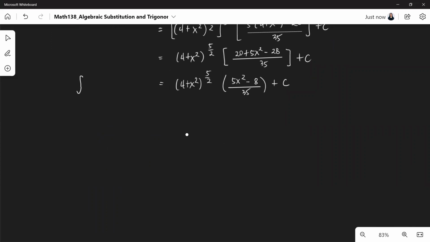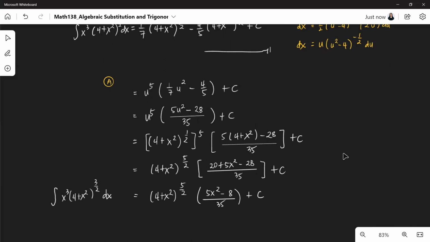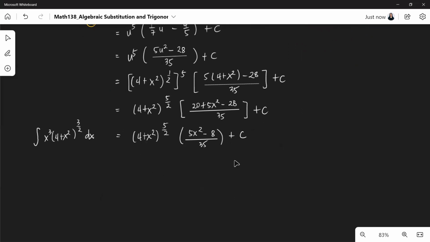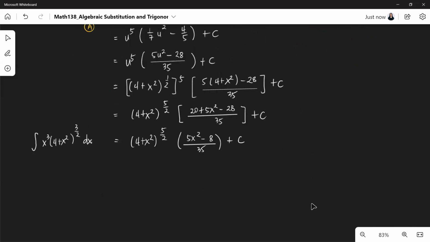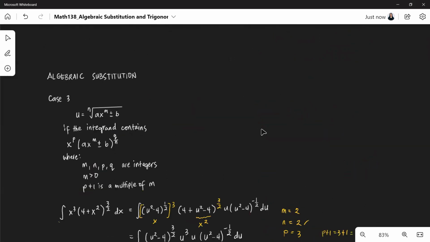So if you are using trigonometric functions for the integrals and you compare your answers and they are not the same as the answer key, meaning you need to use trigonometric identities. If it's an algebraic function, then use the laws of exponents. So that's for case 3 of algebraic substitution.